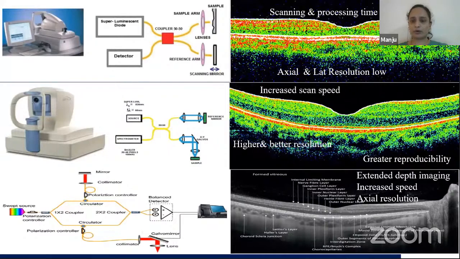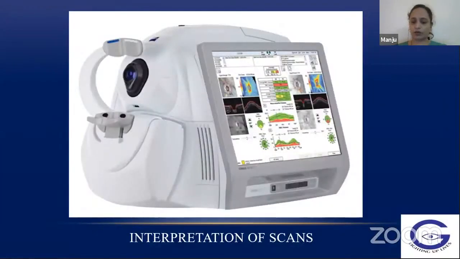With the time domain OCT, scanning and processing time is long, and axial and lateral resolutions were low. But the spectral domain OCT provides increased scan speed, better resolution, and greater reproducibility. The latest edition, swept source OCT, provides extended depth imaging with increased scan speed. However, the axial resolution is the same as that of the spectral domain OCT. So with this, I'll be moving on to the interpretation of the scans with the help of Cirrus printouts.